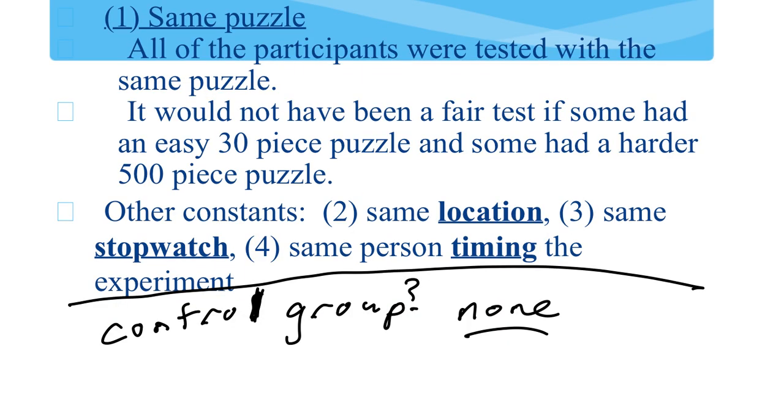Here they're talking about constant variables. Well, you give each kid the same puzzle, a 30-piece puzzle. You don't give one kid a really hard one with more pieces or a harder picture to solve. Other constant variables: same location, whatever. Is there a control group here? No, you really don't need a control group. How could you have one?